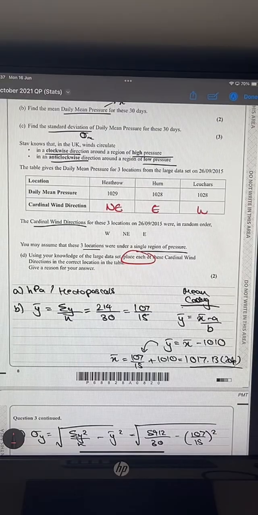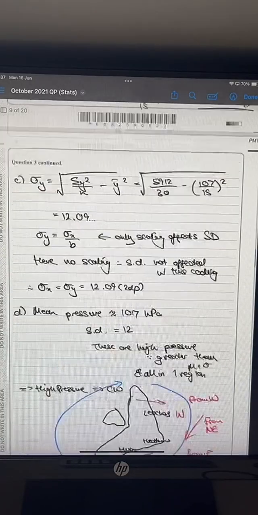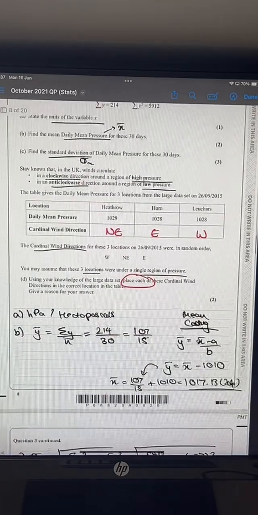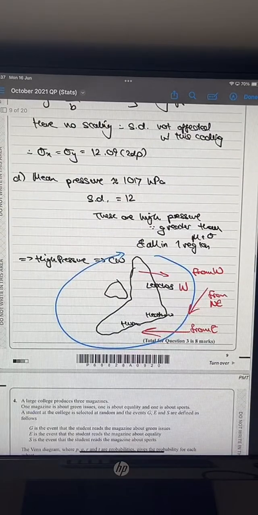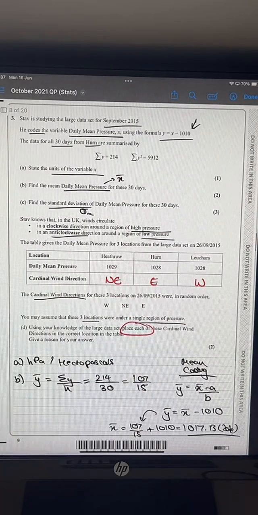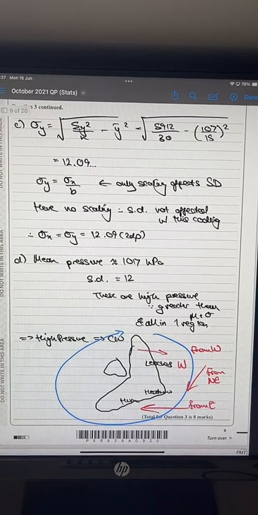East and west. So yeah, just for 2 marks, you need to figure out, okay, are they high pressure or low pressure? Well, you can clearly see they're all above the mean average, so they're high pressure. High pressure means it's clockwise. So you draw your little map of the UK there, label where they are on the map, and see which direction each of these is coming from, the wind. And then you just fill in your little table. Does that make sense? Did you guys enjoy my little geography lesson there?